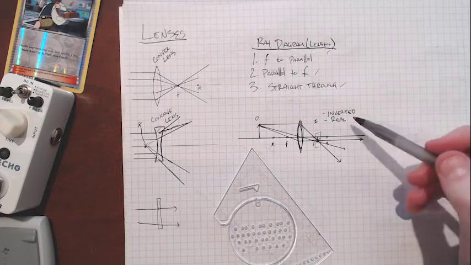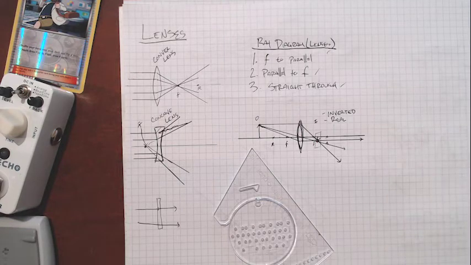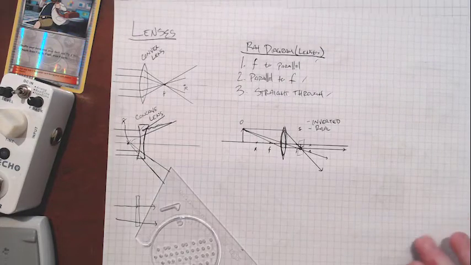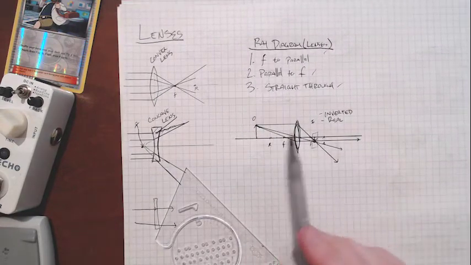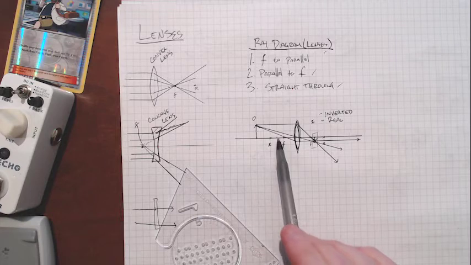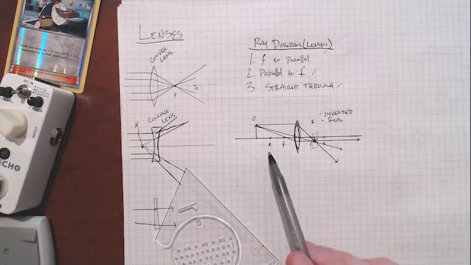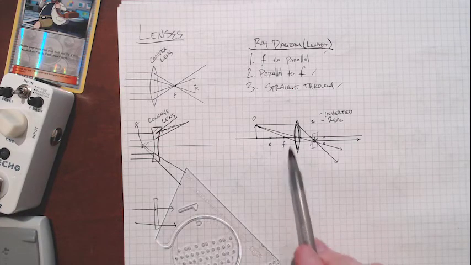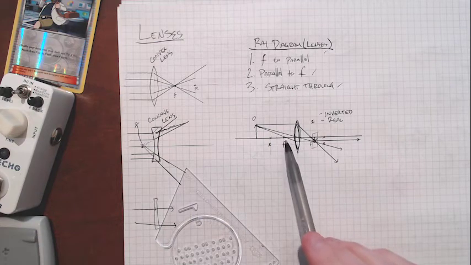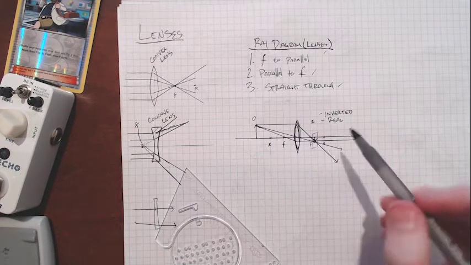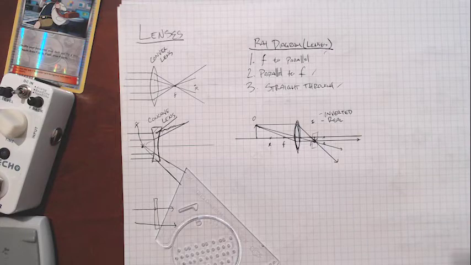Not every image from a lens is going to be real though. And tomorrow or the next day when I ask you to do the other positions of the object, so 1, 2, 3, 4, 5, at R, in between R and F, at F, and in front of F, you'll find that there are some cases where this may be a virtual image instead.